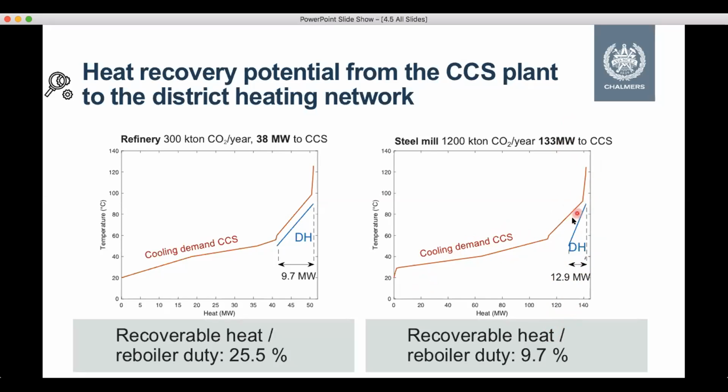Then we see that we have roughly 10% in the steel case and 25% in the refinery case. The key difference here is, I think, the 10 degrees Celsius assumption as a minimum temperature difference. But other than that, it's the stripper top gas temperature, which is slightly lower here, and also the process configurations. We see also that there's a shift in pinch point.